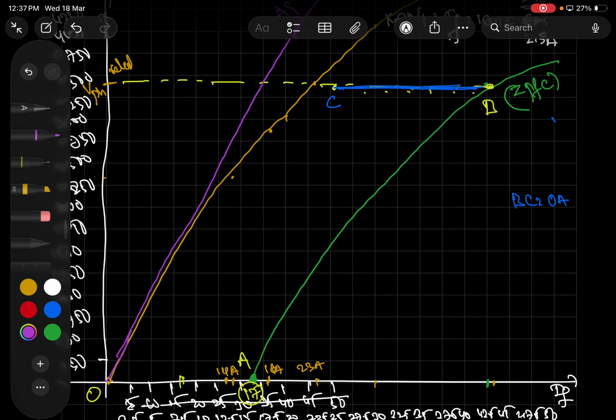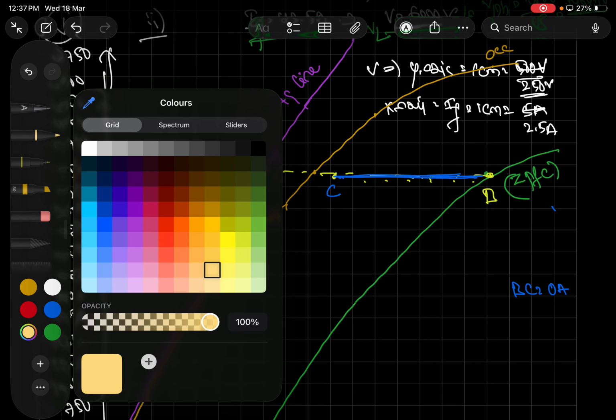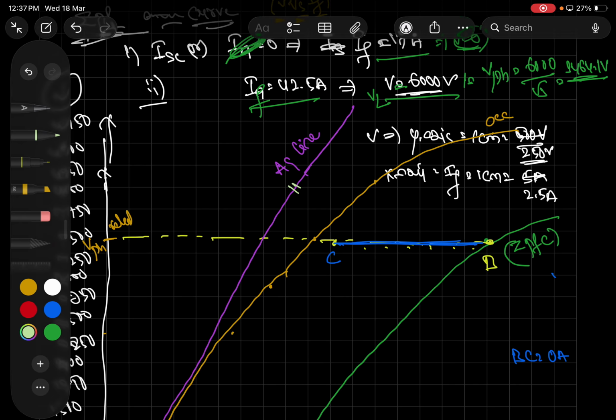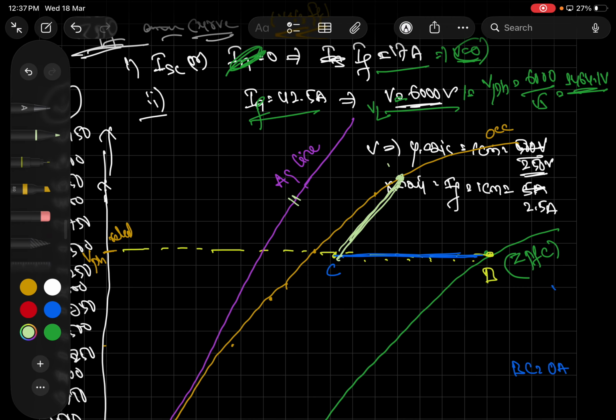Next. Now from point C, what am I supposed to do here? From point C, draw a parallel line, parallel to the air gap line, such that it intersects the OCC line here. Give the notation D here.